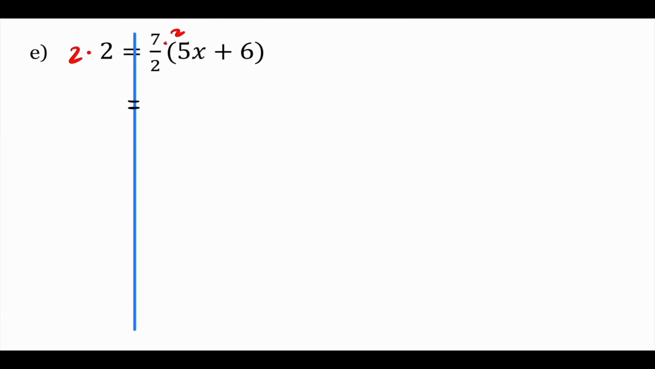So I have a divided by 2 and a multiplied by 2. That makes 1. 7 over 1? Just 7.